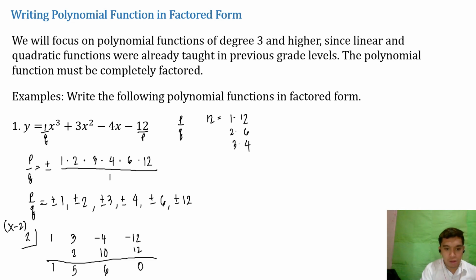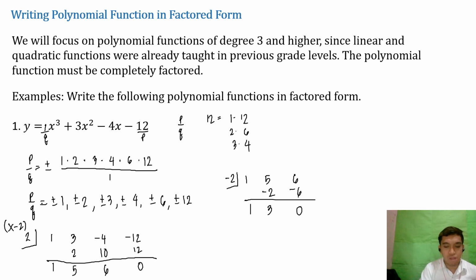I-continue lang natin gamit itong ating quotient. So, 1, kopyahin mo lang yung 1, 5, at saka 6. Then, ito naman yung gamitin natin as dividend. So, gamitin natin itong negative 2. Tapos na tayo sa positive 2 kanina. So, ito namang negative 2 na possible root natin. So, bring down 1. 1 times negative 2 is negative 2. Okay, so 5 plus negative 2 is positive 3. 3 times negative 2 is negative 6. So, 6 plus negative 6 is 0.